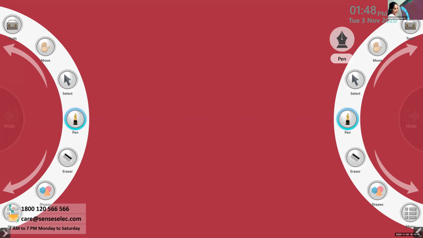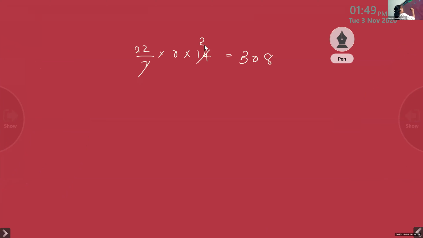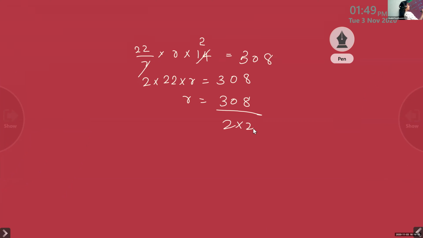Okay, the CSA is given as 308, right? So 22 by 7 into radius, which we don't know, into 14 equal to 308. Then 2 is cancelled, so 22 into R equal to 308. R equal to 308 by 2 into 22. And you got the answer as 7 centimeter, right? Yes, ma'am.